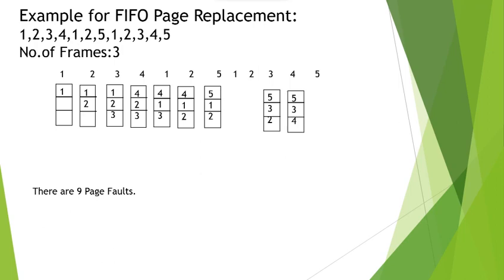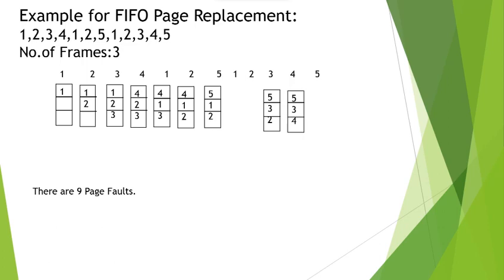Now CPU is demanding for 2. 2 is not present in the main memory. So this is also a page fault. Next 3. It is also not present in the main memory. So it is also a page fault. Now we want to store page 4. The CPU is demanding for page 4. This is not present in the main memory. Obviously it is a page fault, but already the main memory is full.